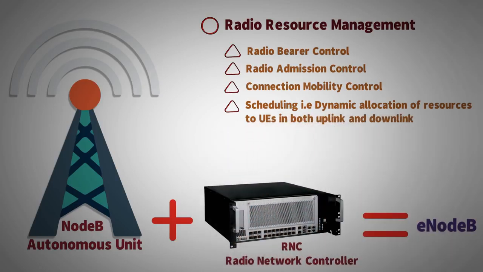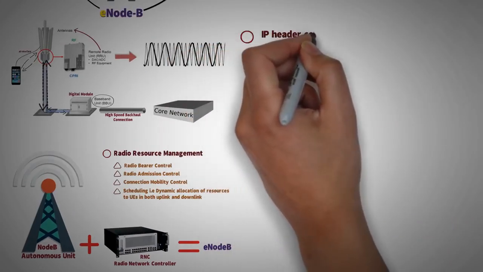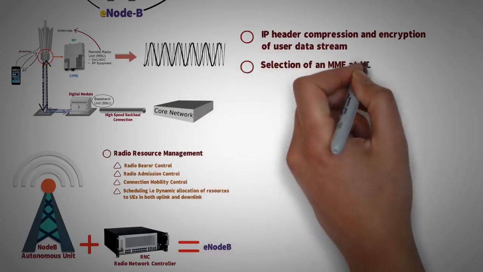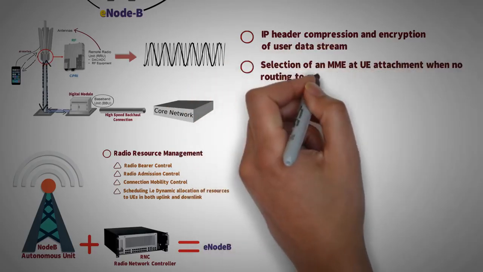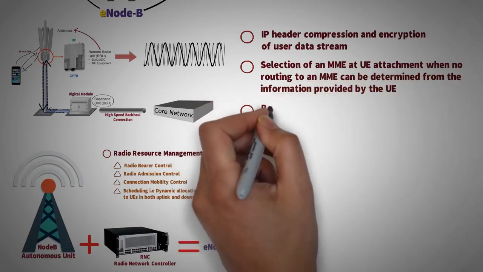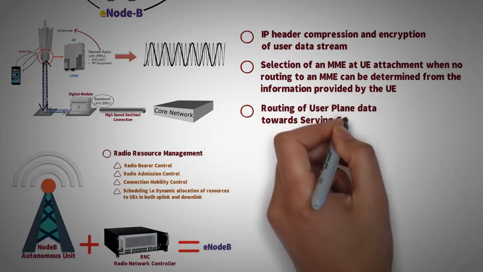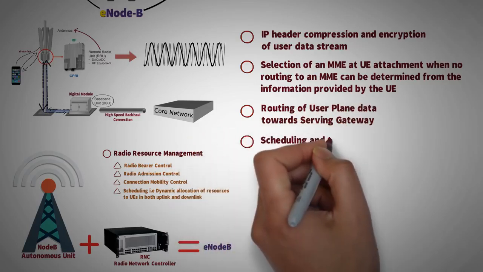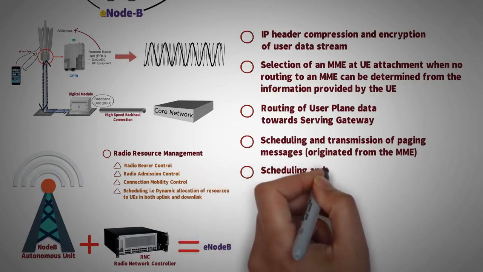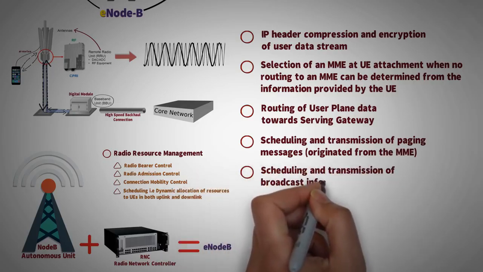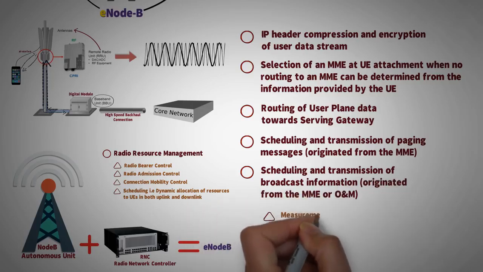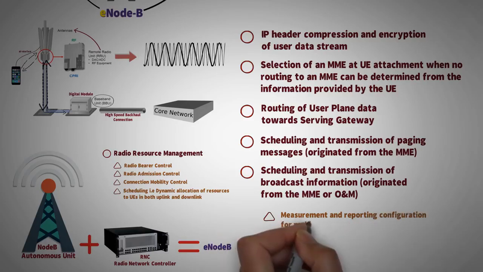It is also responsible for IP header compression and encryption of user data stream, selection of an MME at UE attachment when no routing to an MME can be determined from the information provided by the UE, routing of user plane data to a serving gateway, scheduling and transmission of paging messages originating from the MME, scheduling and transmission of broadcast information originated from the MME or O&M, measurement and reporting configuration for mobility and scheduling.